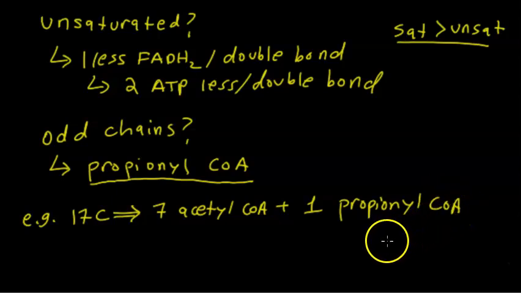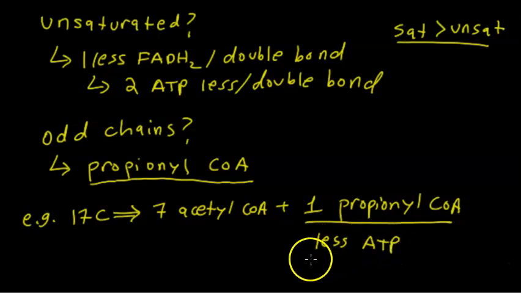And the other interesting thing is that this guy here actually gives us less ATP than an acetyl-CoA. And we will look at that in the next video. In the next video, we'll also look at specific beta-oxidation that happens in the peroxisomes.